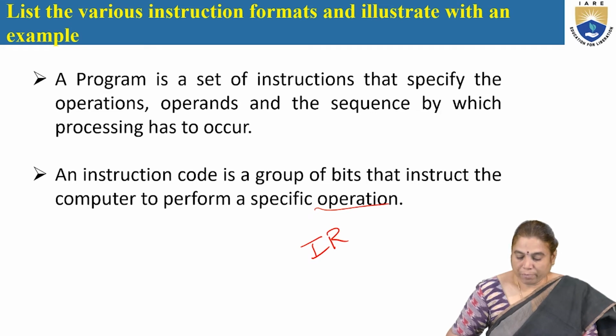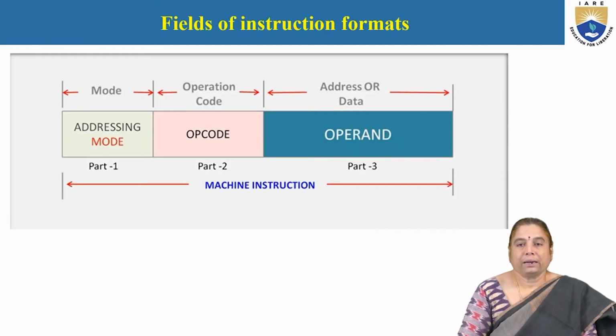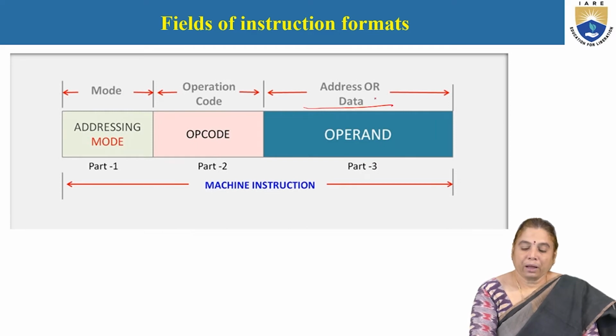So, in which format is the instruction represented in the IR register? IR register is of 0 to 15 bit size, that is 16 bit size. So, 3 fields can be used to represent it. One is the operand or the address. Second one is opcode, this is called the instruction code. Third one is the addressing mode.